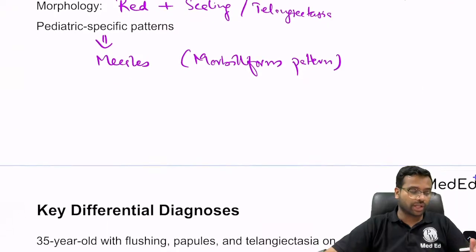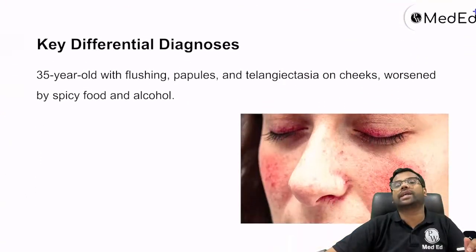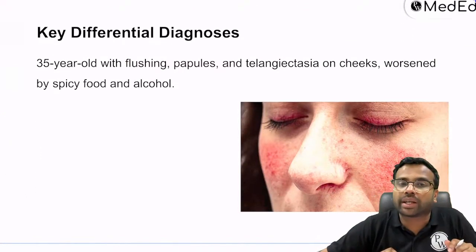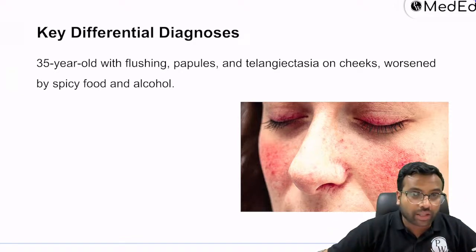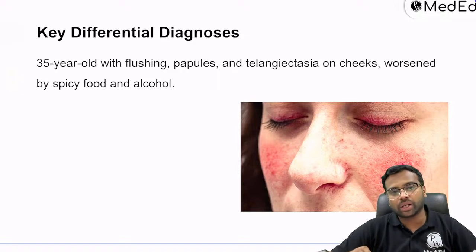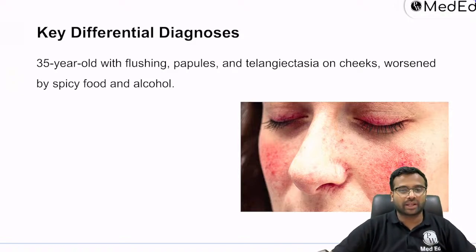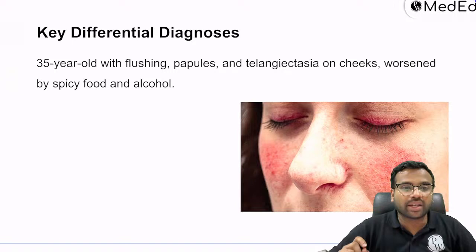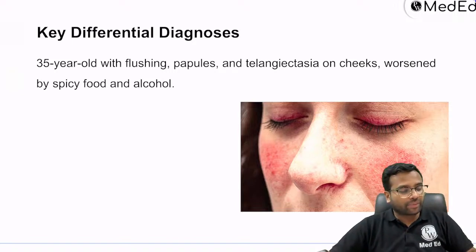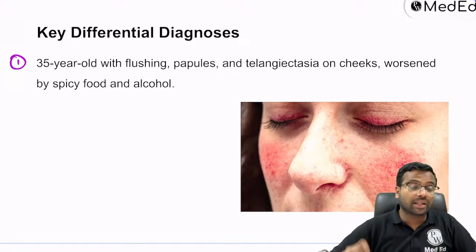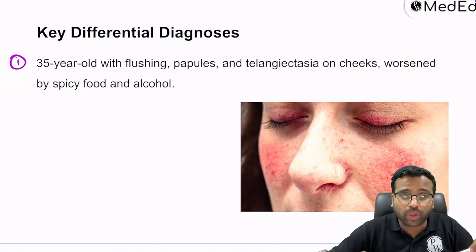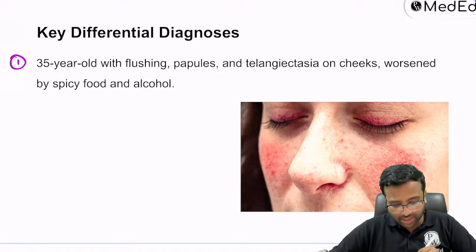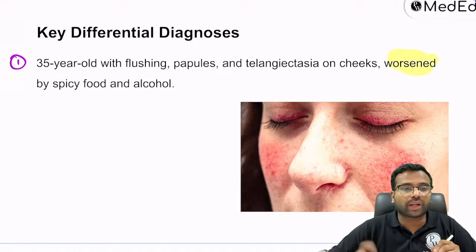Now comes the most interesting part. Now let's go to the key differential diagnosis. Now what I have done is I have given you an image of a condition. I'm going to describe what the patient's complaint is. So you just see what is the complaint of the patient and try to answer me in the chat box what the diagnosis could be. So let's see the first question, that is a 35-year-old with flushing papules, telangiectasia on the cheeks, worsened by spicy food and alcohol.